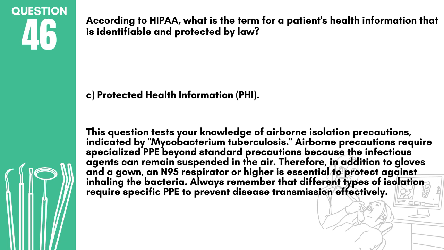Under the Health Information Portability and Accountability Act, HIPAA, protected health information, PHI, refers to any individually identifiable health information created, used, or disclosed in the course of providing healthcare. This includes medical records, billing information, and even demographic data that could be used to identify a patient.